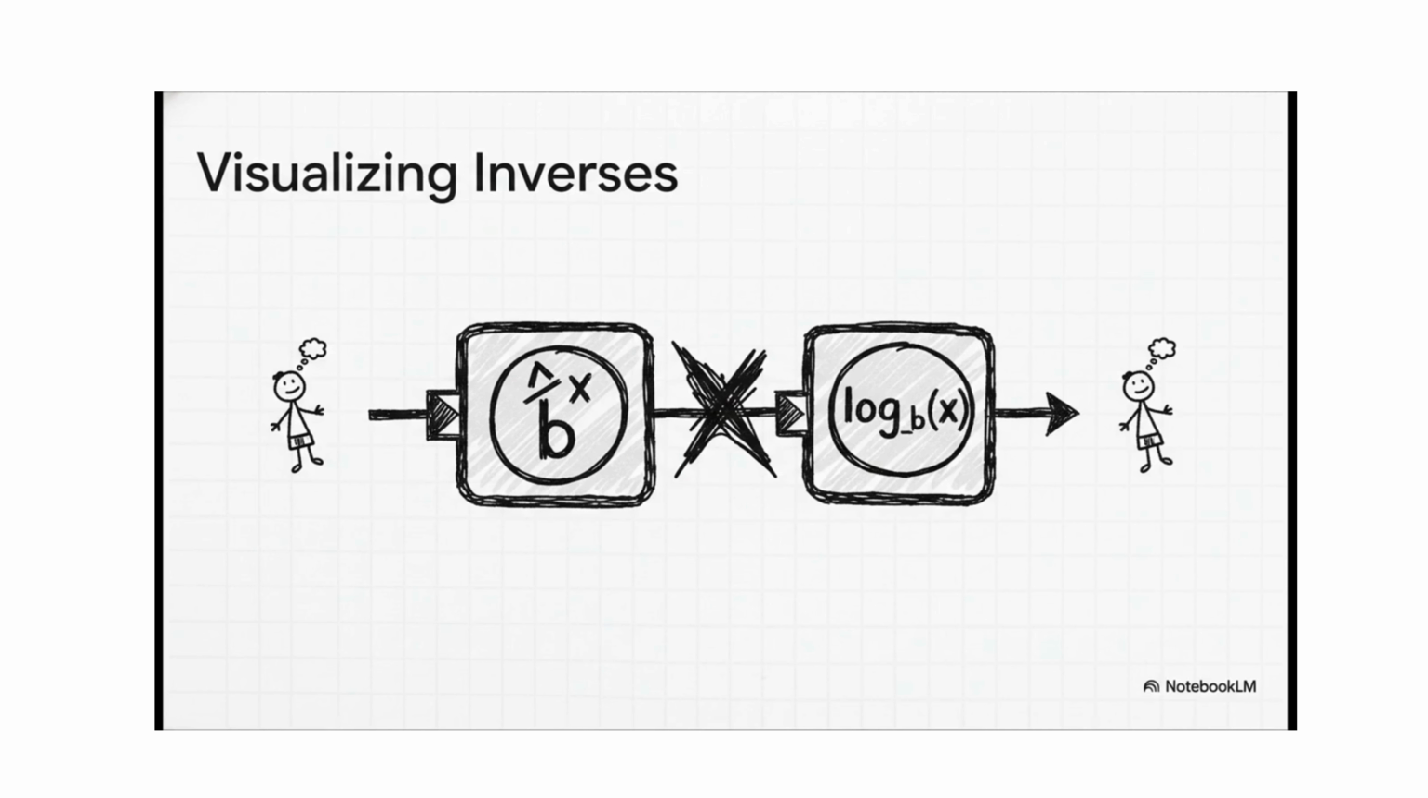And this whole inverse thing isn't just a pretty picture. It works in the algebra too. If you take the log of an exponential function, as long as they have the same base, they just cancel each other out and you're left with the exponent. And it works the other way too. It's like one is the lock and the other is the key. They perfectly undo each other.